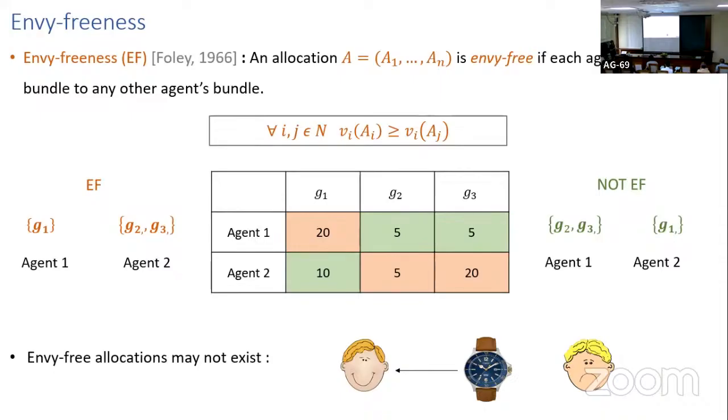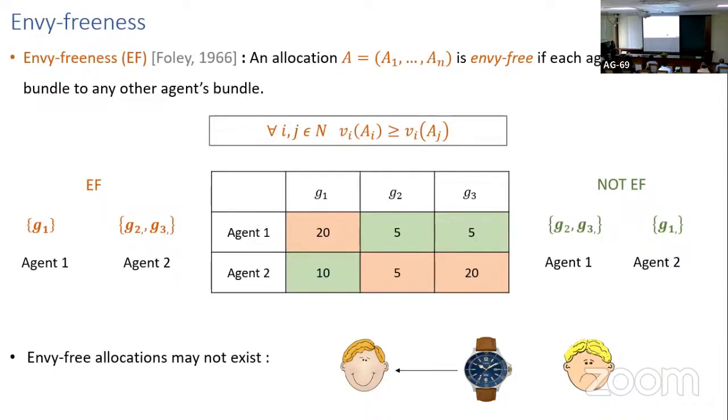Agent 1 gets item G1, and agent 2 gets items G2 and G3. Agent 1 has valuation 20 for its bundle and valuation 10 for agent 2's bundle. So agent 1 is happy with his bundle. And agent 2 values its bundle at 25, whereas it values agent 1's bundle at 10. So it is also happy. So this is an envy-free allocation.